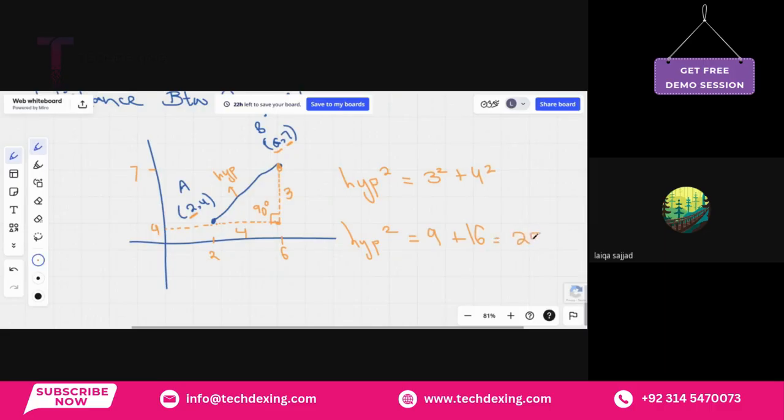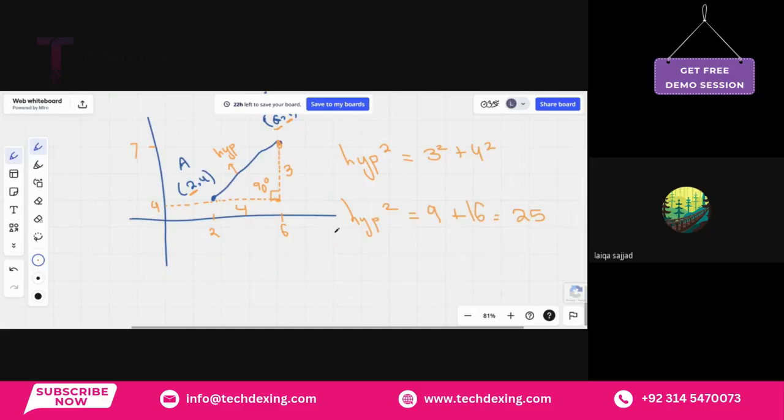So this 25 is equal to the hypotenuse square, not the hypotenuse. Now to find the hypotenuse, the length of AB, we will take the square root on both sides. So we will be left with hypotenuse equals 5. So this is how we find the distance between any 2 points. First we make a triangle, and then we calculate the units that we traveled along the x-axis and along the y-axis, and then we apply the Pythagoras theorem to find the hypotenuse. To generalize it, we have derived a formula.